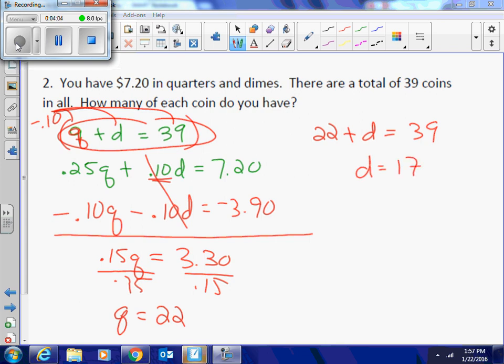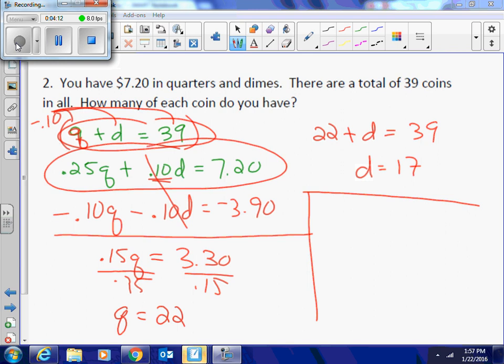If I were you, I would check this problem in the equation we didn't just use, which is this one here. 0.25 times 22 plus 0.10 times 17, and it's supposed to add up to 720. And when you plug those both into your calculator, you find that it does add up.